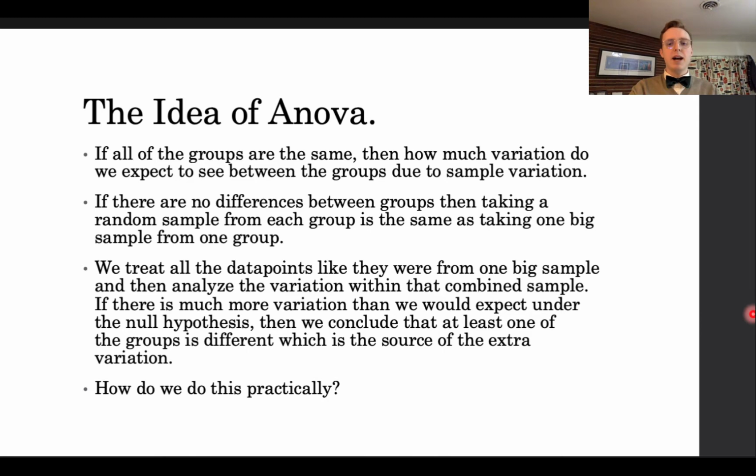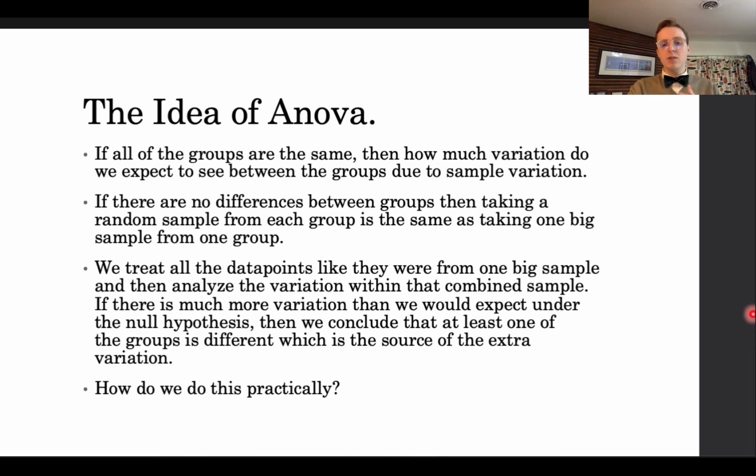Now, the idea behind ANOVA is that we are asking ourselves, how much variation do we expect to see between the groups due to sampling variation? So, how reasonable is it that all of the variation we are seeing comes from random chance? Well, if there are no differences between the groups, then taking a random sample from each group is the same as taking a random sample from one big group. All the populations are identical under the null, so picking between multiple populations does not mean anything.